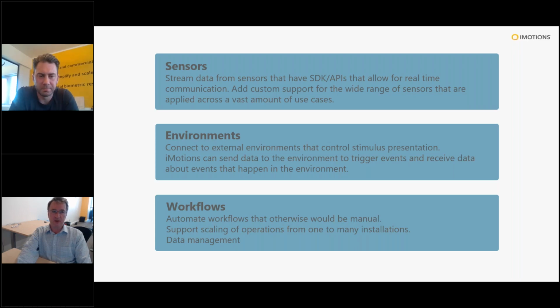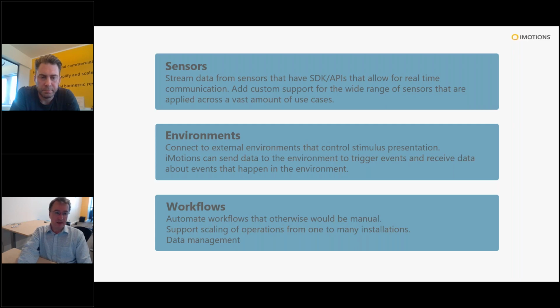We can use the API to connect to sensors. It could be sensors that are not already supported by iMotions. If you remember my previous slide, we had all these different inputs, represented by different hardware types. For eye tracking, we support 5 different eye tracking vendors. But if you had an eye tracker that's not supported by iMotions, you could potentially use the API to get data into iMotions that way. Or it could be an EEG headset or a galvanic skin response sensor or something completely different. I'll give you some examples in a moment.